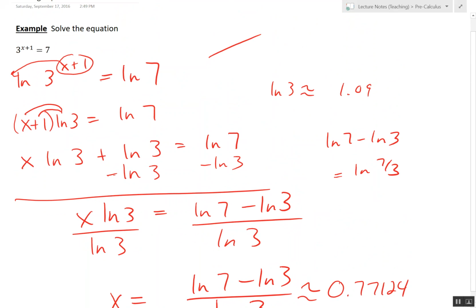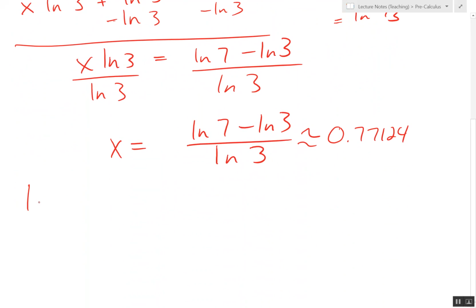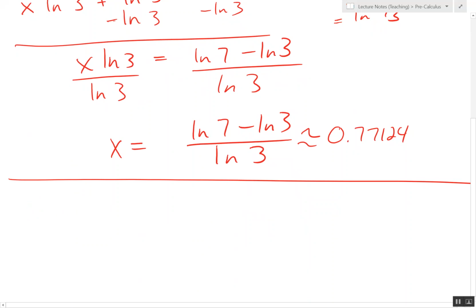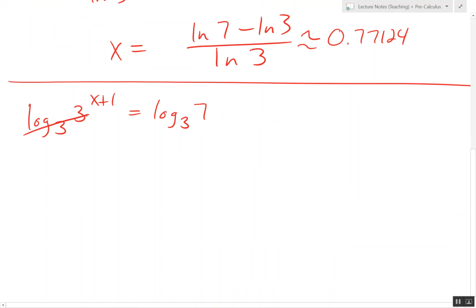So let's just try this problem again, but let's try a different base. Let's try log base 3 of 3 to the x plus 1. So this is the second method. These canceling properties are one way to get variables out of the exponents, and this is a case where we can do that. So here the log base 3 and the 3 cancel and leave us x plus 1 equals log base 3 of 7, and then we just solve for x.